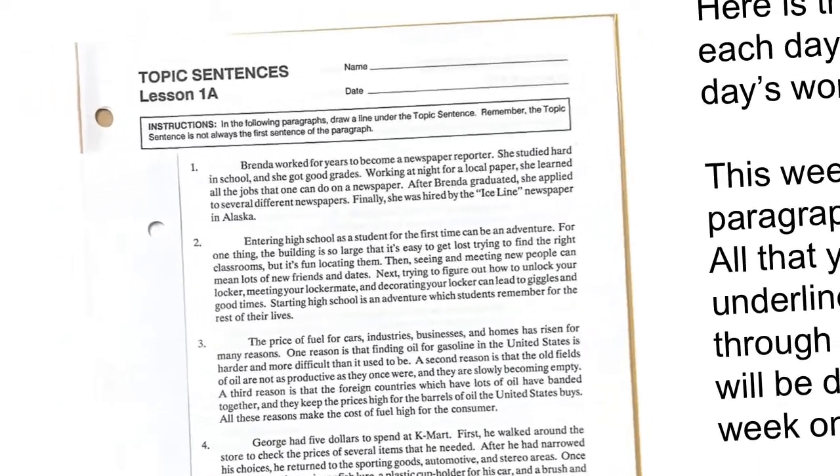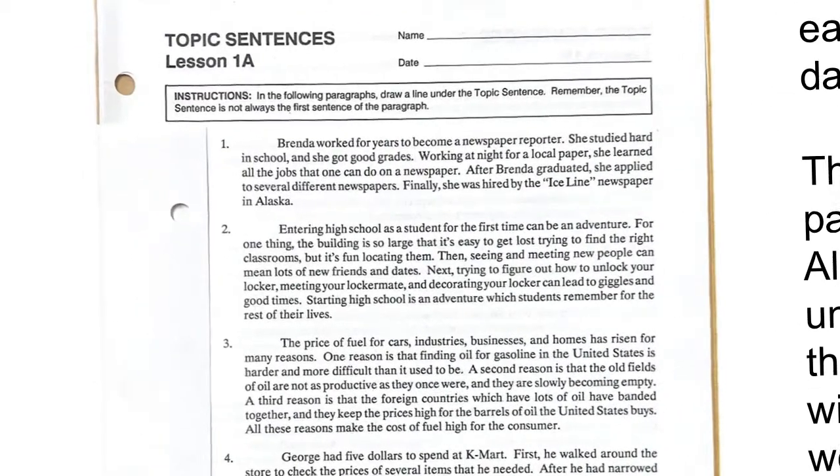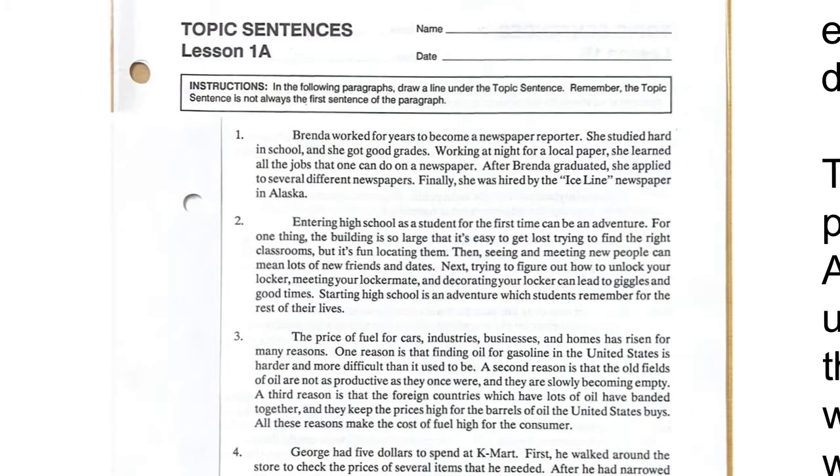So let's look at the first couple of these. It says, in the following paragraphs, draw a line under the topic sentence. Remember, the topic sentence isn't always the first sentence of a paragraph. Now, you can either underline or highlight it. I'm finding it easier on my iPad to highlight it.